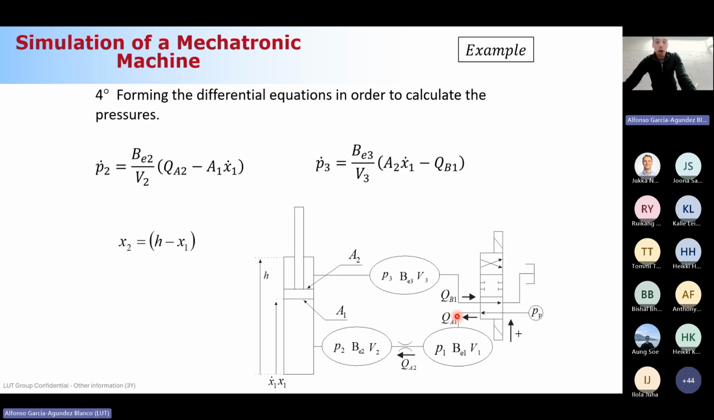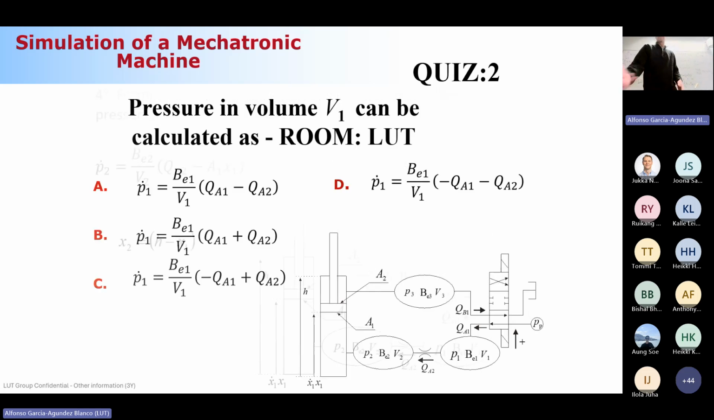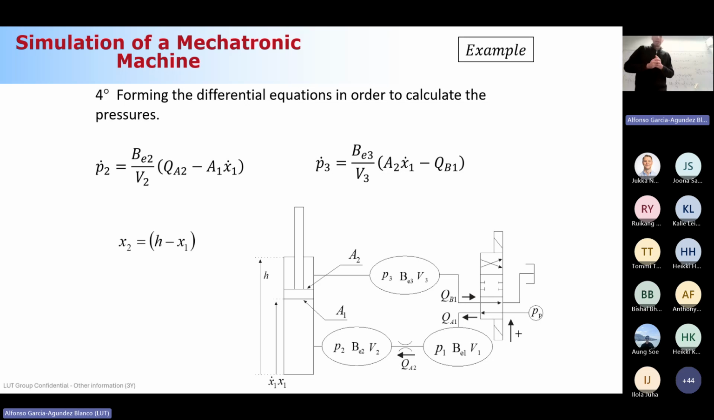So this QA1, you agree with me that we'll have in the differential equation a plus or a minus sign? A plus. And do I have an outcoming flow rate in this control volume? Yes, which one is it? It's QH2, no? The one coming through the throttle valve towards the control volume 2. I'm not going to tell you the equation because it's the next quiz. This is a small spoiler, but you already know how to write it. But let's practice with the other control volumes.